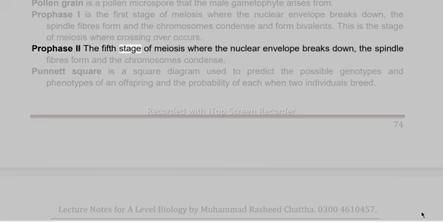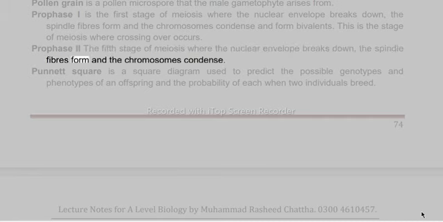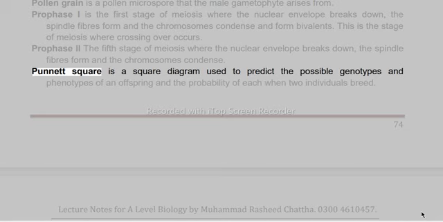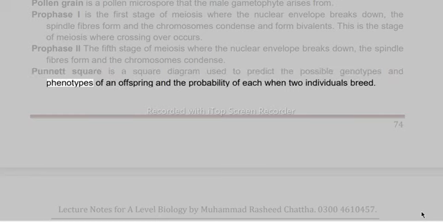Prophase II, the fifth stage of meiosis, is where the nuclear envelope breaks down, the spindle fibers form and the chromosomes condense. Punnett square is a square diagram used to predict the possible genotypes and phenotypes of an offspring and the probability of each when two individuals breed.